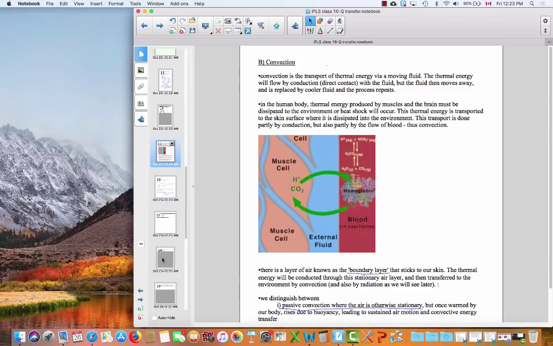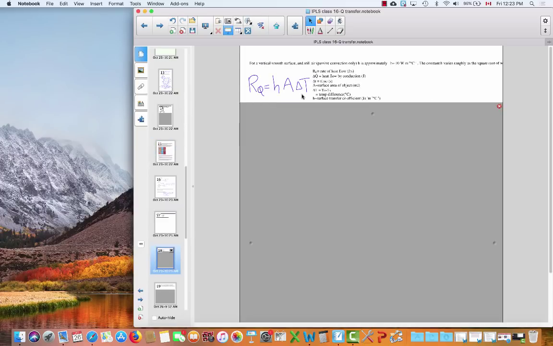Now, modeling convection is a bit more challenging than conduction, just because of the intricacies of the energy transfer and also the dynamics of the fluid. It's found that a good approximate model is as follows.